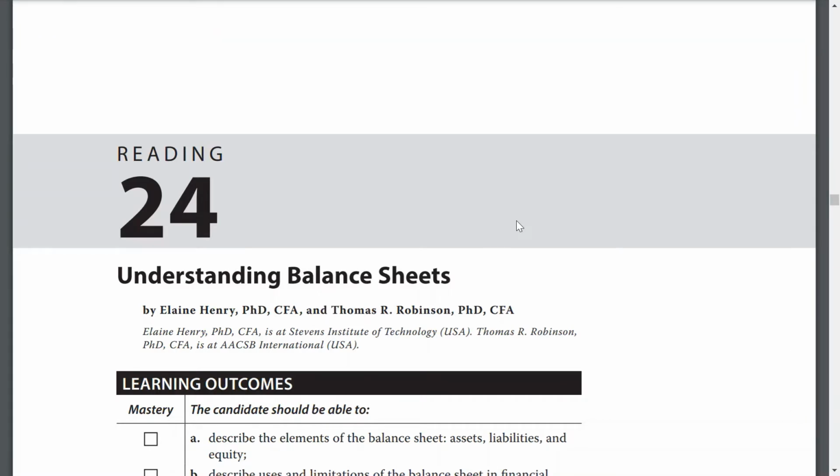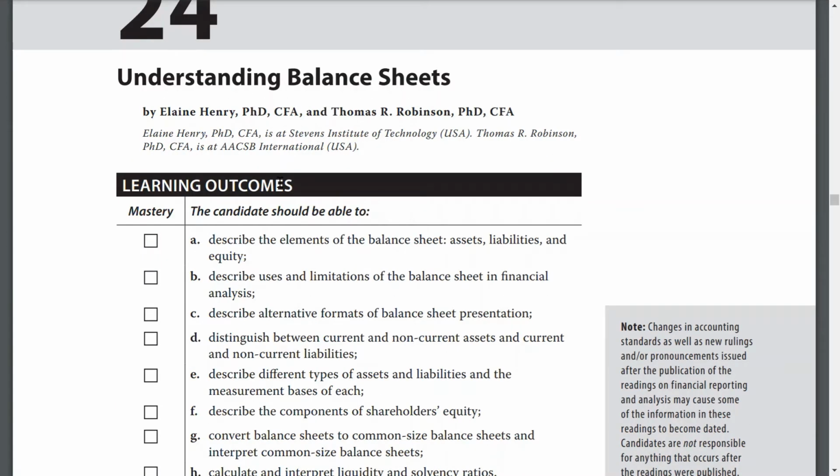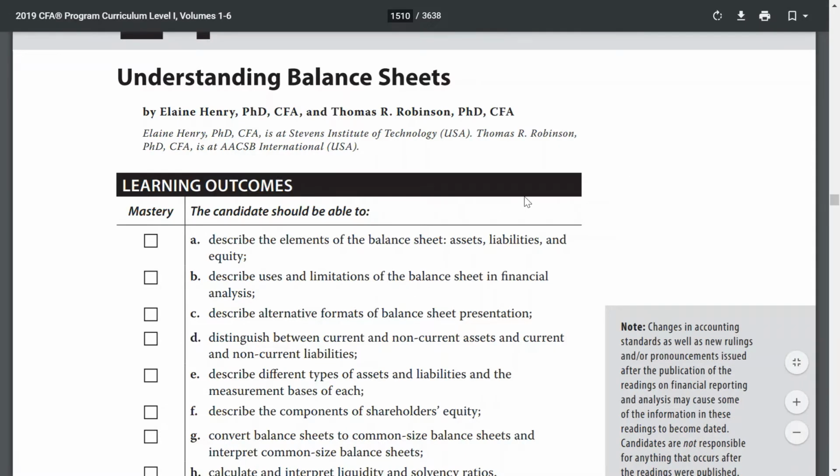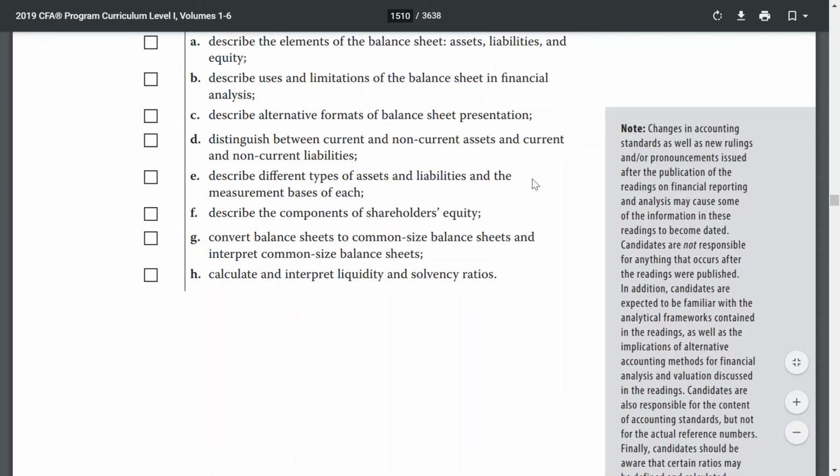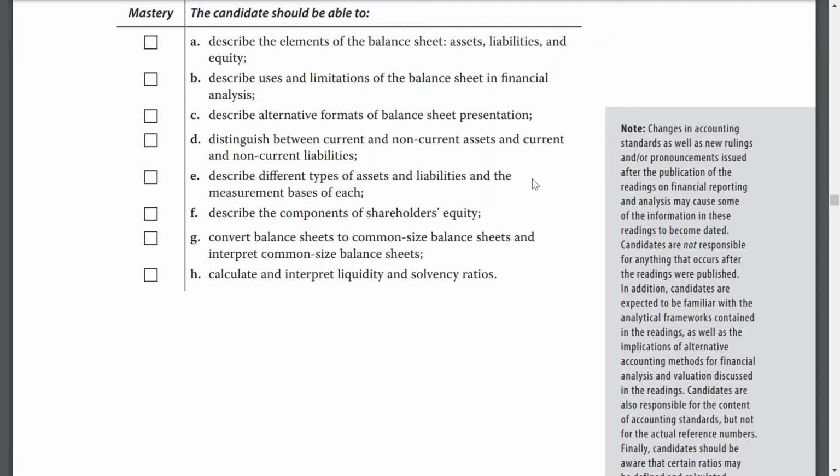So we are now understanding balance sheets. The learning outcomes are that a candidate should be able to describe the elements of balance sheets: assets, liabilities, and equity; describe uses and limitations of the balance sheet in financial analysis; describe alternative formats of balance sheet presentation; distinguish between current and non-current assets and current and non-current liabilities; describe different types of assets and liabilities and the measurement bases of each; describe the components of shareholders' equity; convert balance sheets to common-size balance sheets and interpret common-size balance sheets; calculate and interpret liquidity and solvency ratios.